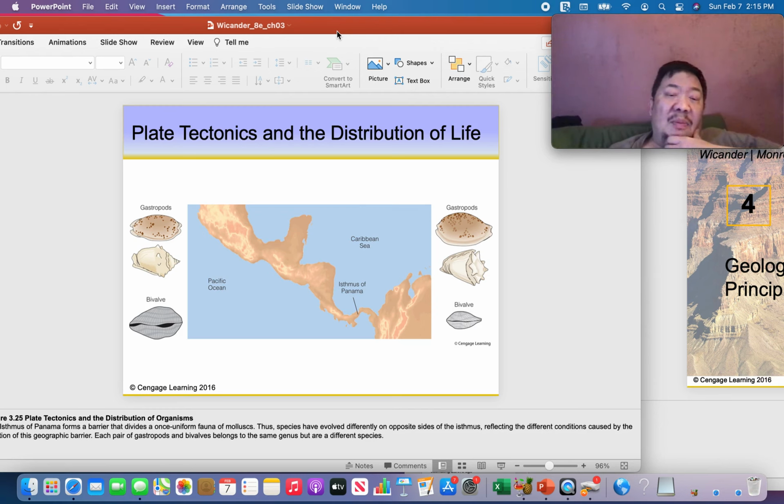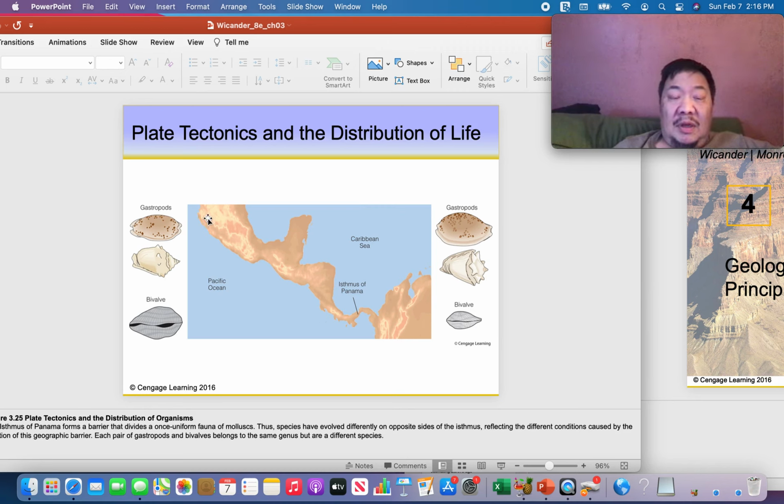Just to give you an example, this is straight out of your textbook. Here you have a map. This is South America. This is Central America. West of Central America, we have the Pacific Ocean. East of Central America, we have the Caribbean. You can take a boat or a ship through the Panama Canal to go between the Pacific Ocean and the Caribbean Sea.